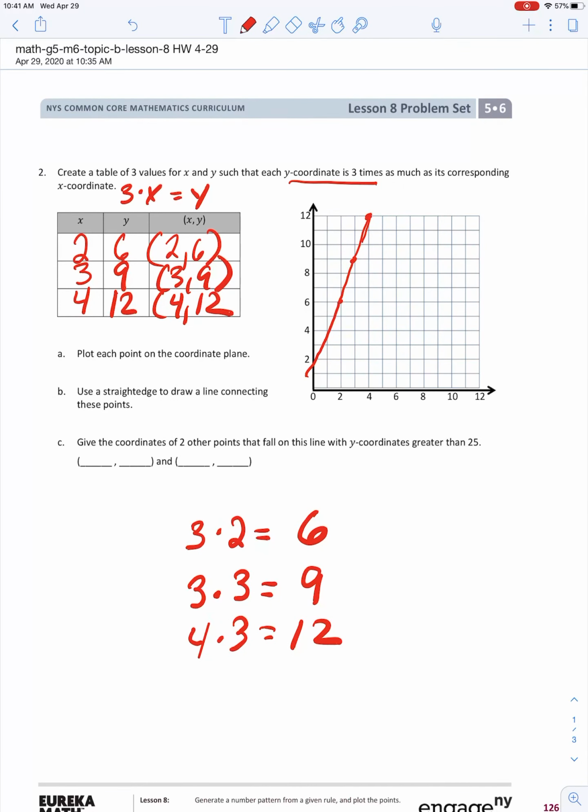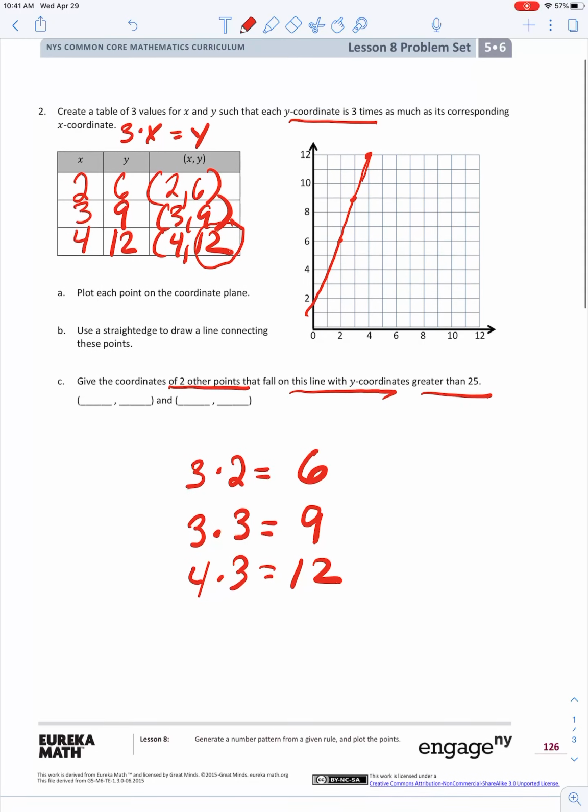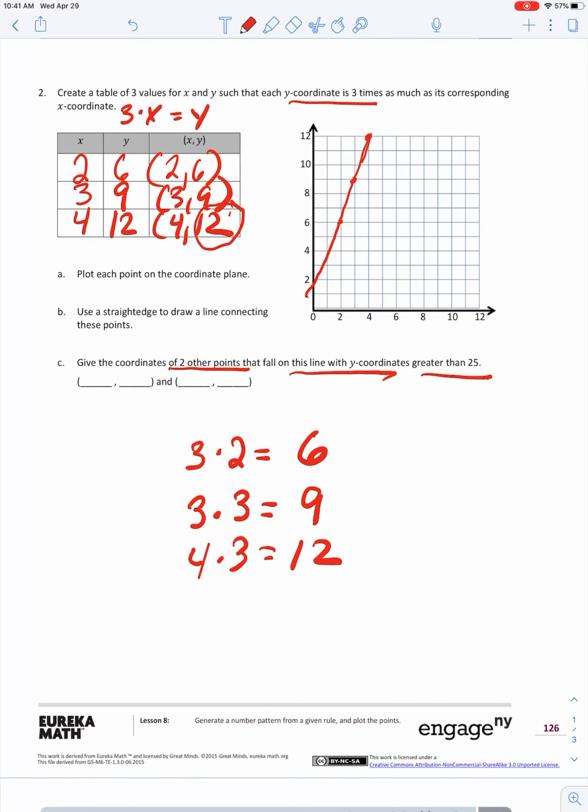The next part of the problem asks us to give the coordinates of two other points that fall on this line with y coordinates that are greater than 25. So our highest y coordinate here was 12. So we've got to be thinking of something that's going to be either double or even larger than 12, because 12 times 2 would be 24. So we're looking at something that's going to be larger than that.